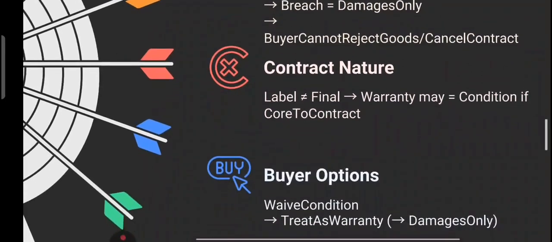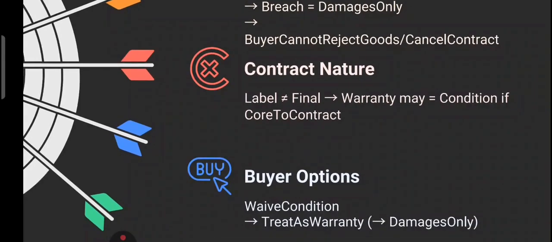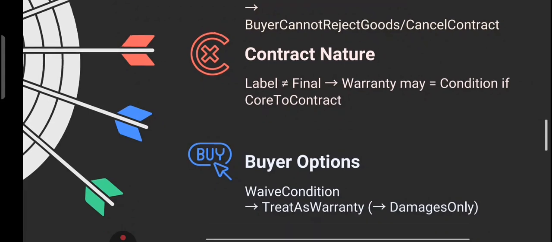Now, contract nature. Sometimes a term may be called a warranty but actually be a condition if it is essential to the contract. So the label does not always define reality. What matters is how important the term is to the deal. So condition and warranty, the difference should be clear.